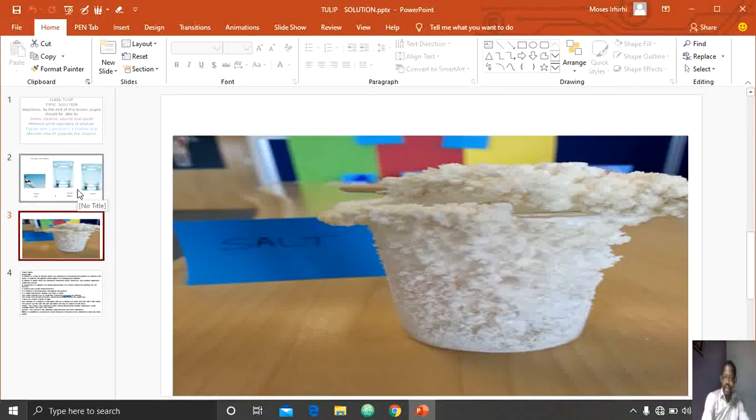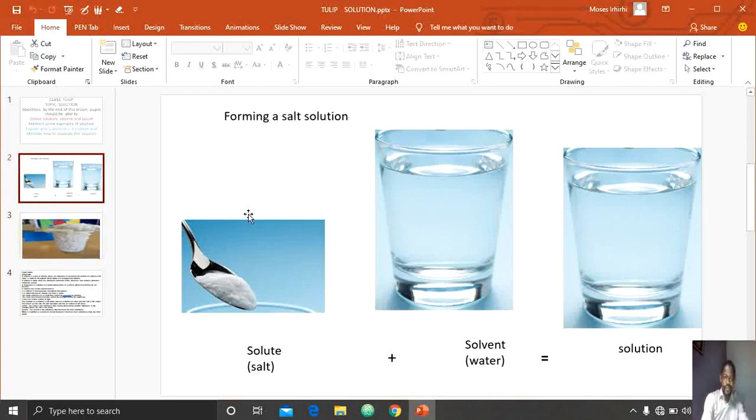Okay, all right. So it's a very important chemical process, forming solution and recovering solute or solvent. They use it to get the salt from the sea as we use it in the home.